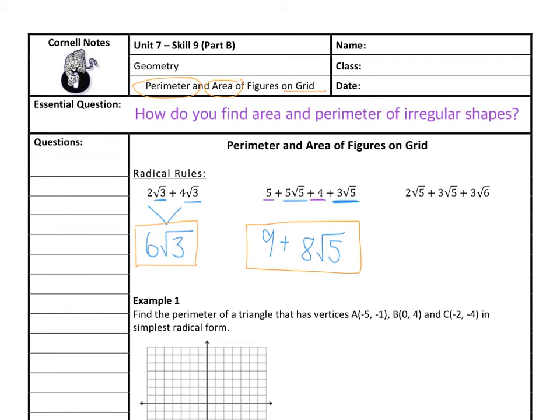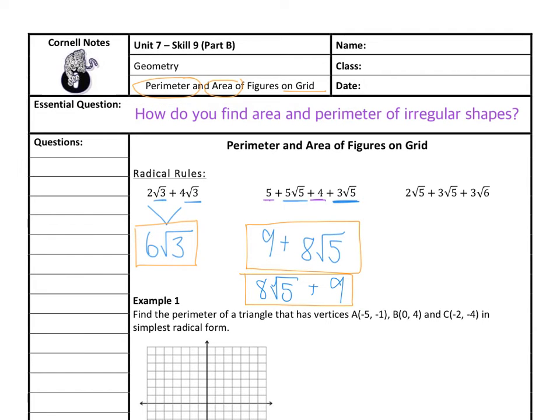Now if you were to have written that 8 radical 5 plus 9, that's also fine. There's nothing wrong with that. But just know that you can't combine the 9 with the 8 radical 5 in any way.